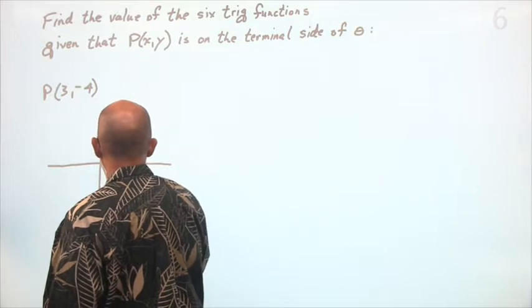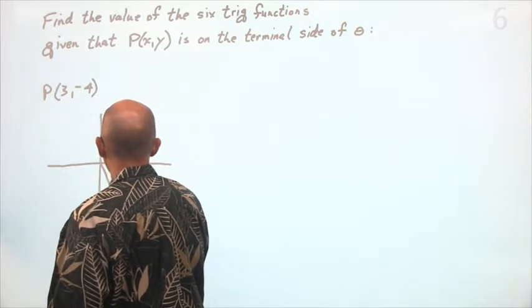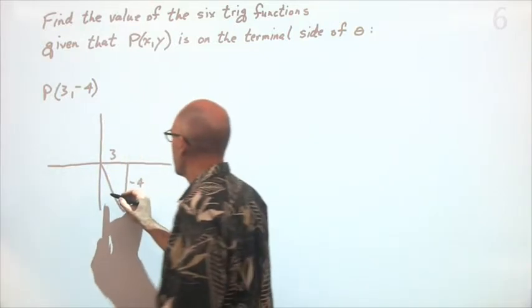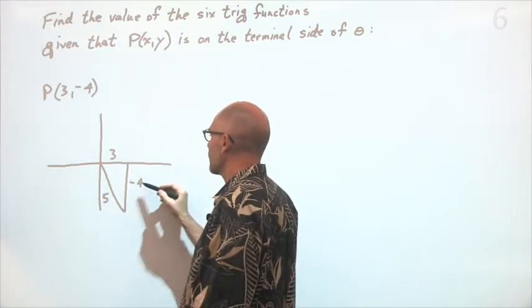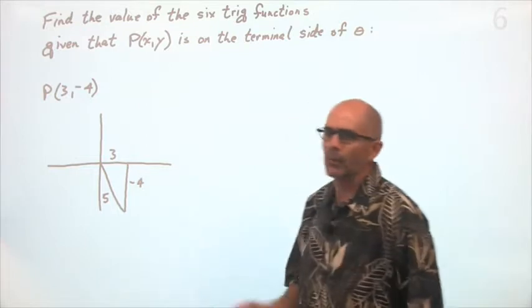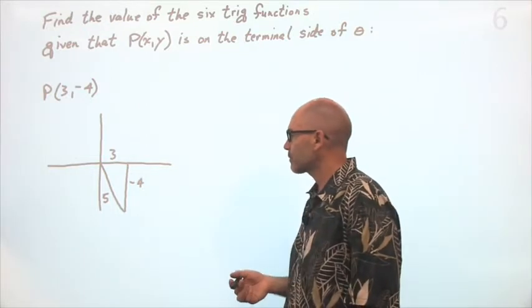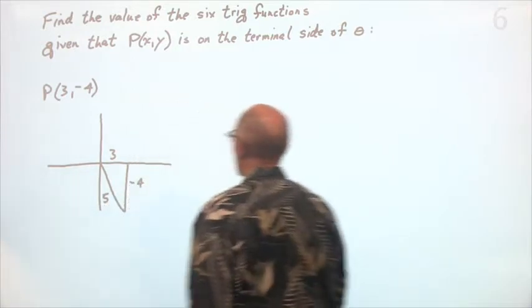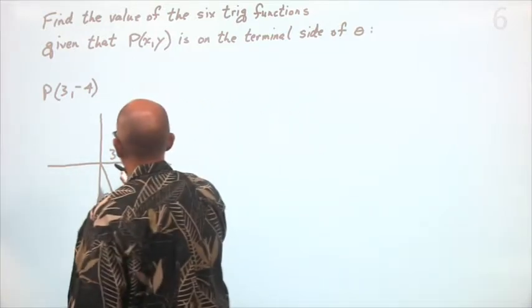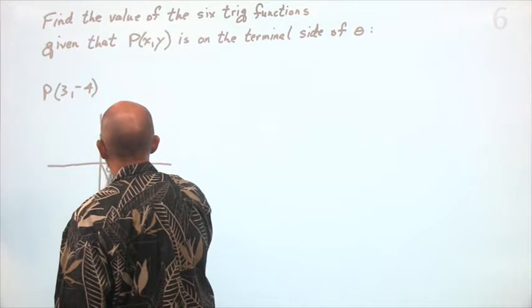So 3, -4, and this would be 5 here, we know, because the Pythagorean theorem says that 3 squared plus 4 squared equals 5 squared. And we know it's a Pythagorean triple. And actually our angle theta, well, we'll look at angle theta is right here.